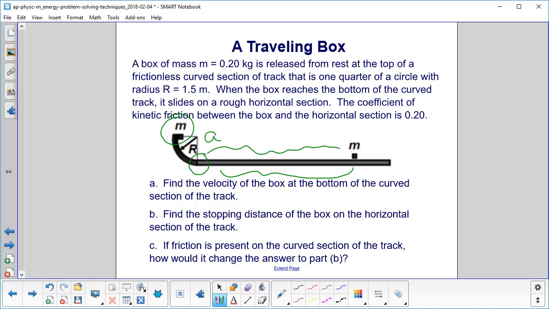And then, if friction is present on the curved section of the track, how would it change the answer to part B?